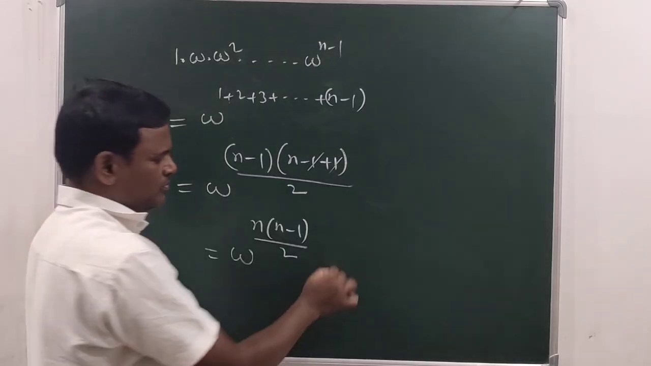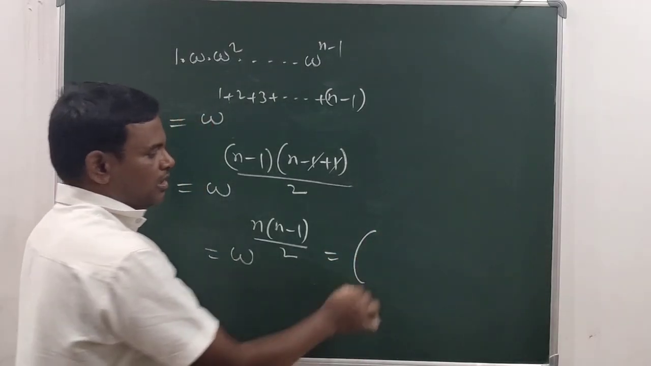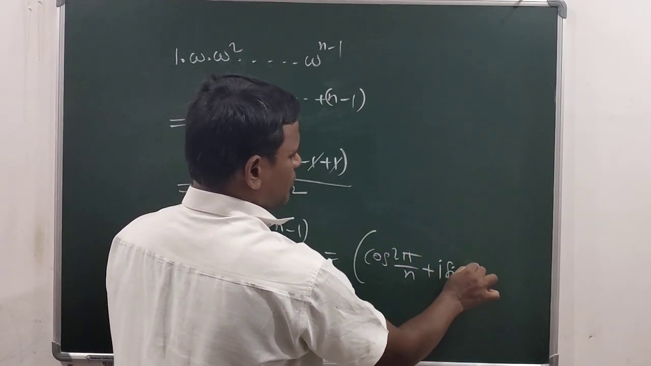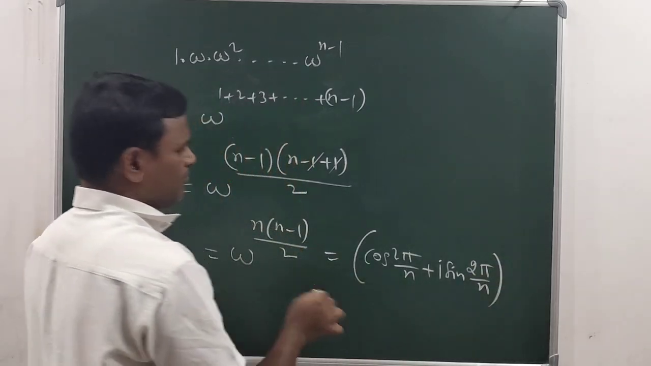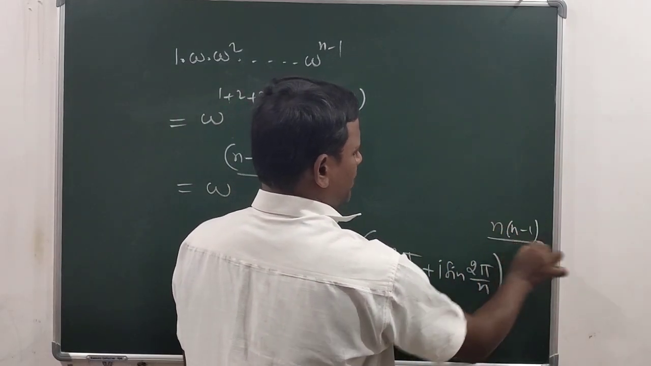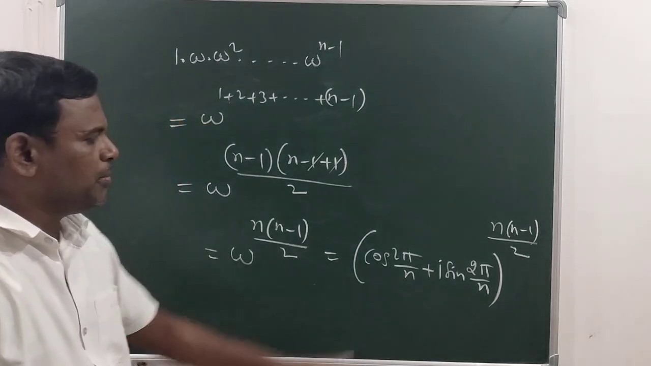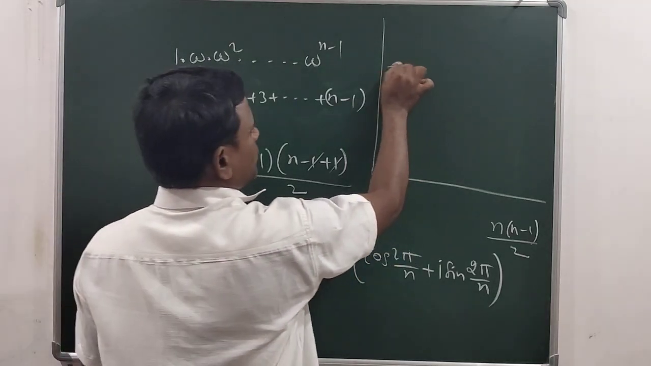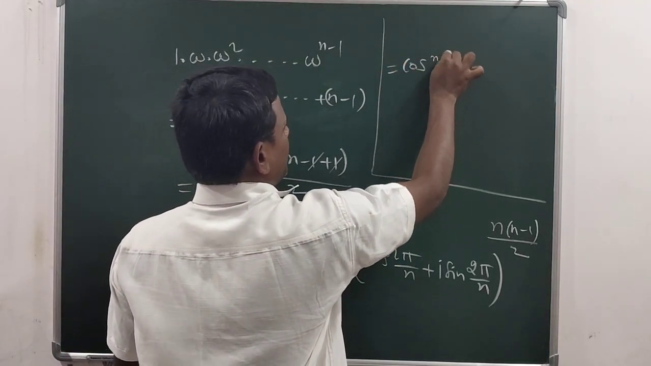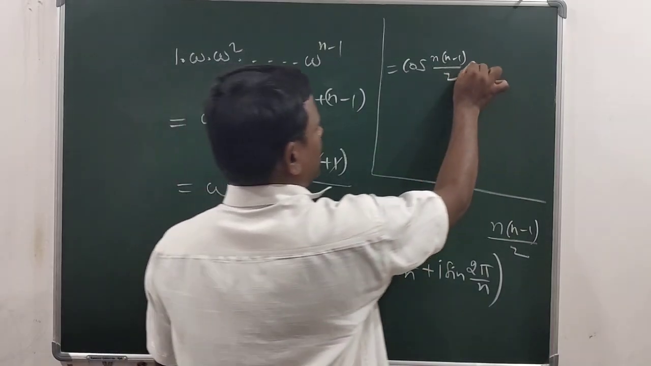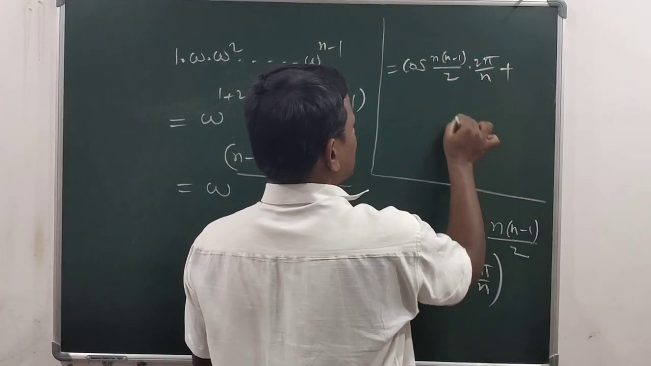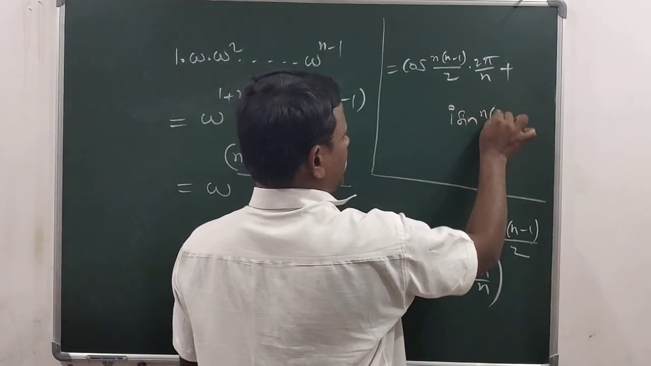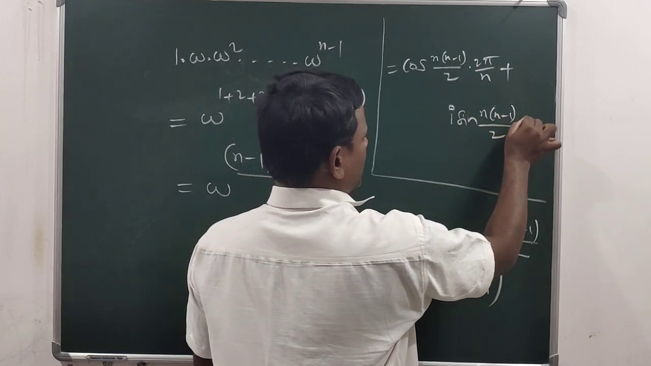What is omega? So cos of 2 pi by n plus i sin 2 pi by n whole power n into n minus 1 by 2. Now, okay, apply De Moivre theorem for this. So that what do you get? So cos of n into n minus 1 by 2 into 2 pi by n plus i into sin, this will come to here, n into n minus 1 by 2, 2 pi by n.